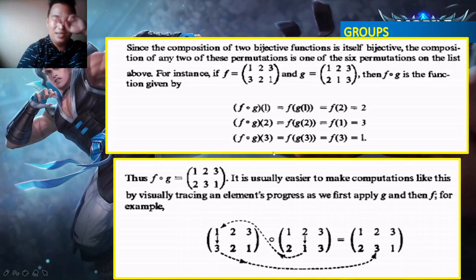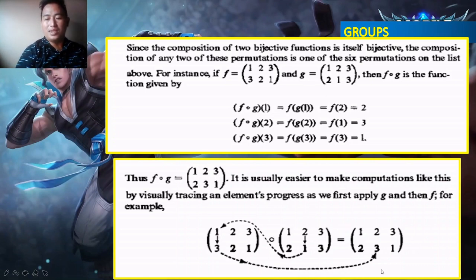It is usually easier to make computations like this by visually tracing an element's progress as we first apply G and then F, for example. Okay, mao ni ang mas better kuno kay mas dali daw ni siya. So, ang F of G kay diri ang F, and then ang G.